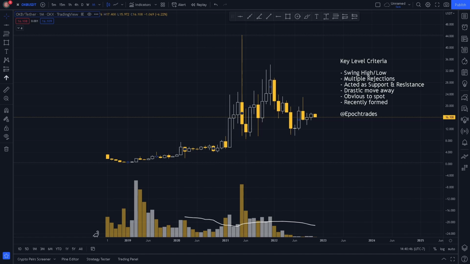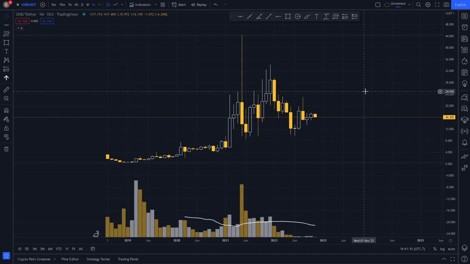Today we're going to be covering key levels on the monthly and weekly time frames for OKB. Now, as always, our key level criteria: we look for swing highs and swing lows, multiple rejections, acted as support and resistance, drastic moves away, obvious to spot, and recently formed. So, let's go ahead and hop right in.